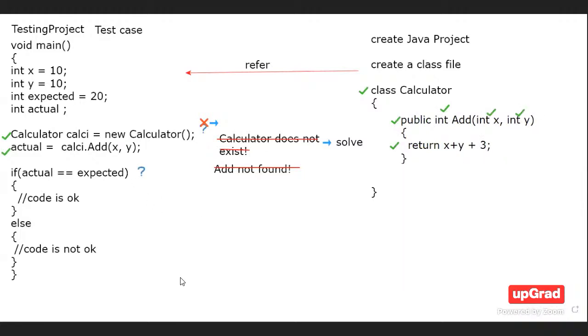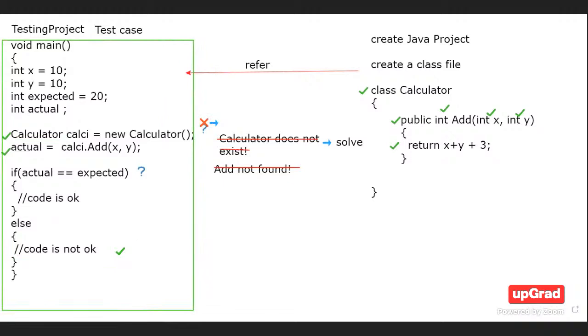In this particular case, expected will not be equal to actual, and you will end up in something which is called code is not okay, right everyone? So here, just to ensure that this test case passes, we just want an assurance that this particular test case that we have written passes successfully over here.